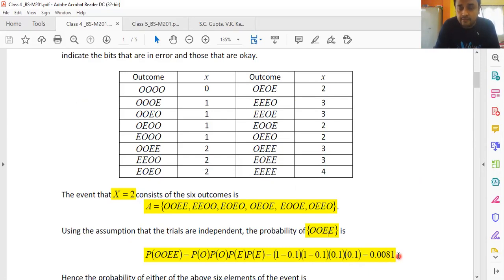At this stage, I want to tell you something. As you can see, we have written it in this manner, OOEE. Don't think that all these events have been multiplied. Events cannot be multiplied. In between, the intersection sign is there. But if you are dealing with so many things, so many intersection signs will come and the thing will become clumsy. So sometimes probability of A intersection B equals PA into PB is written as probability of AB equals PA into PB. So AB sometimes takes the position of A intersection B.